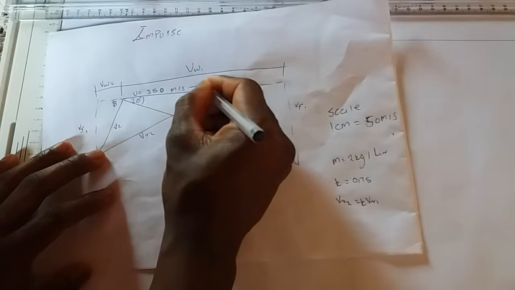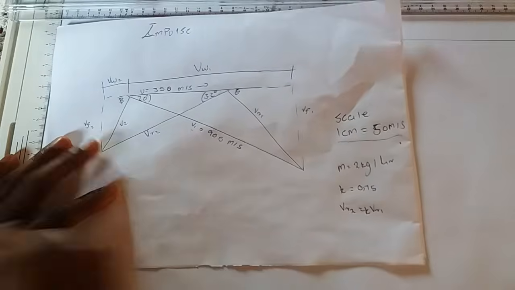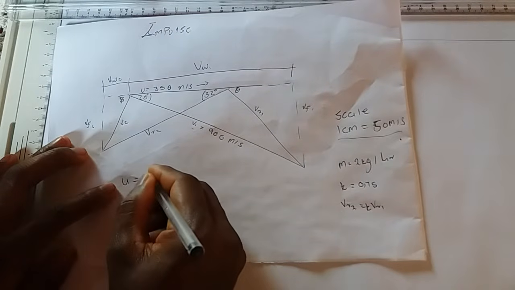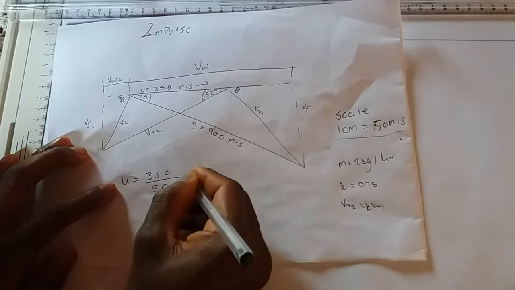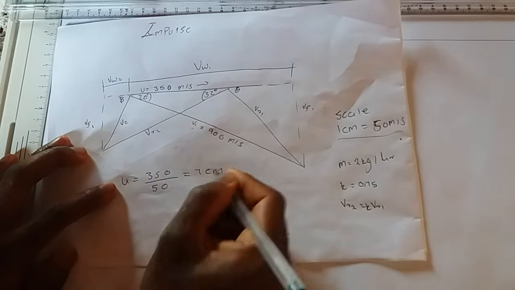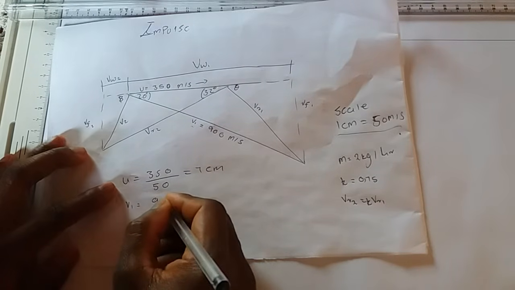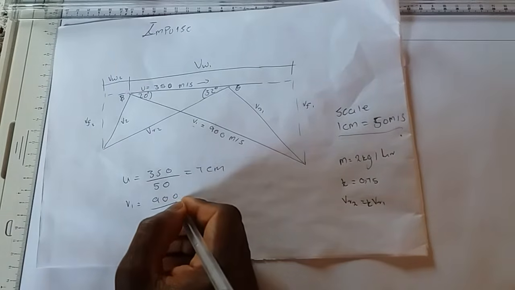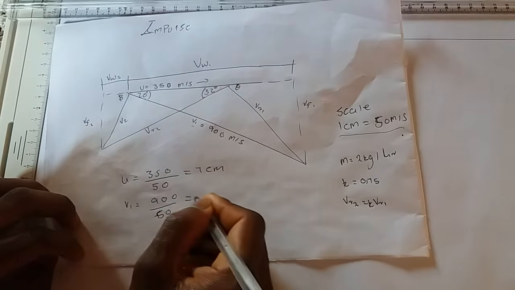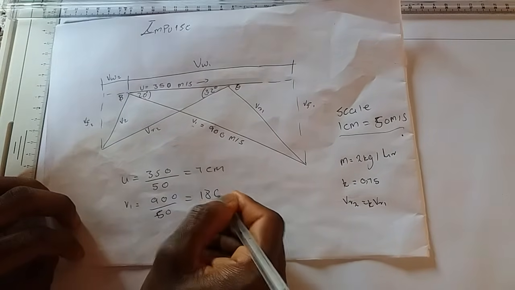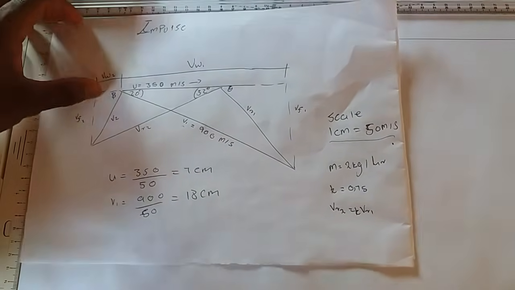But first we should convert according to the scale that they gave us. Our u, using our scale, is going to be divided by 50, and this will give us 7 centimeters. And then our v1, using our scale, is going to be 900 divided by 50, and this will give us 18, if I'm not mistaken, centimeters. And then from here we can start constructing.